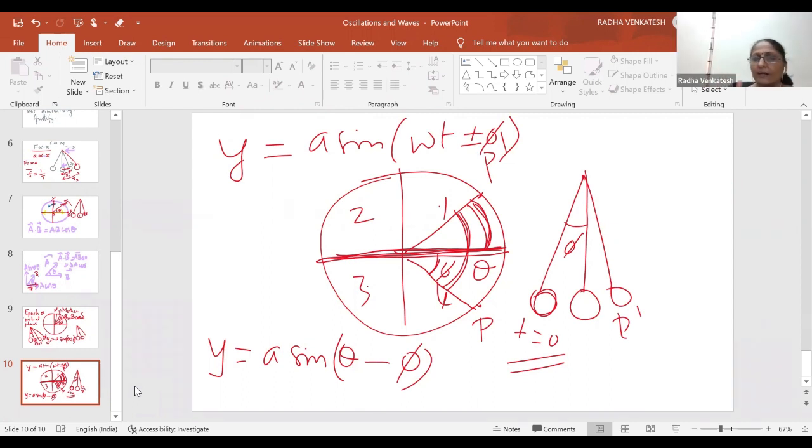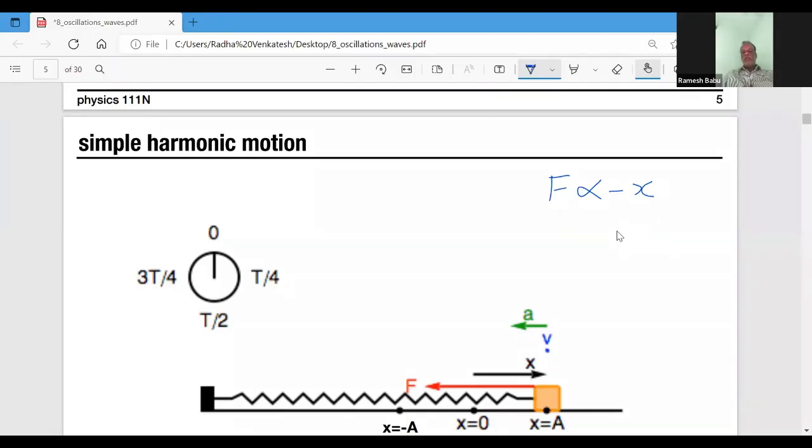Once this is written, writing velocity and acceleration is not a big deal, right? You'll simply differentiate this and write your velocity. What I'm trying to put across here is that if you go through this part thoroughly, it's very easy for you to explain the other parts in the lesson. F is proportional to minus x is where we start for simple harmonic motion.